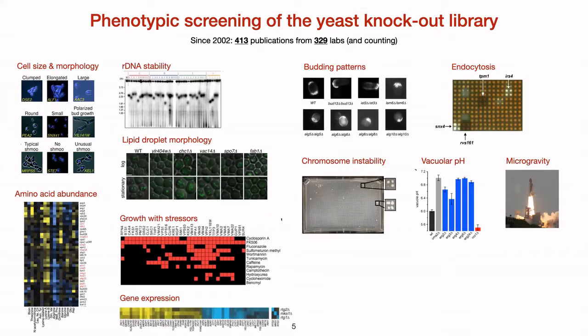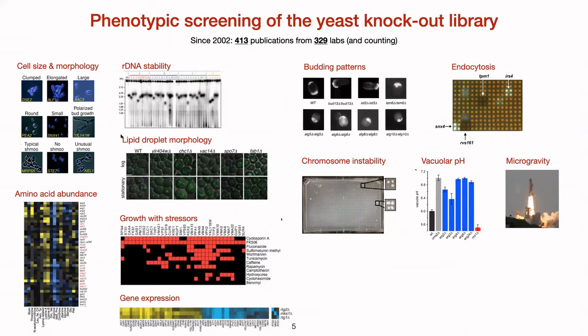So in the 20 years since the release of the deletion collection, about 400 papers have been published in the literature from about 300 labs and counting. The number still keeps increasing, where every paper usually contains a screen or a number of screens where the entire deletion collection has been tested for something. Here's just a sample of the phenotypes that were tested for all non-essential deletion mutants.